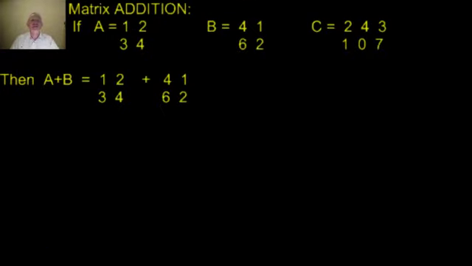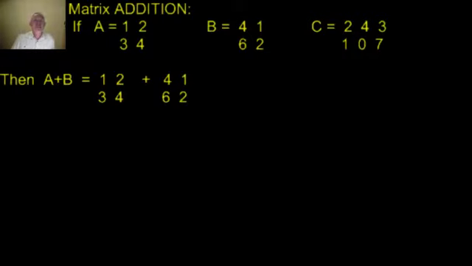Now let's look at matrix addition. If you've got a few matrices there, A, B and C, I've got A is a 2 by 2, B is a 2 by 2, C is a, now is it 2 by 2 or 2 by 3 or 3 by 2? It's 2 rows, that's the rows first, 2 by 3.